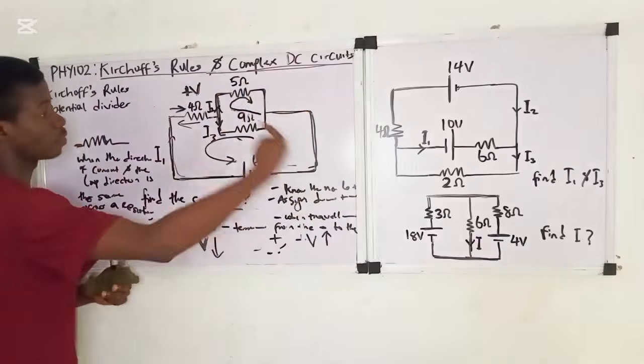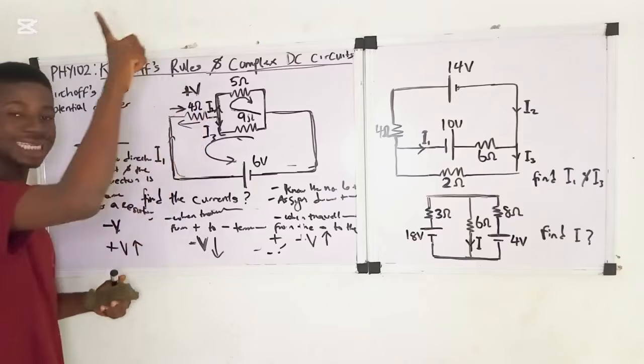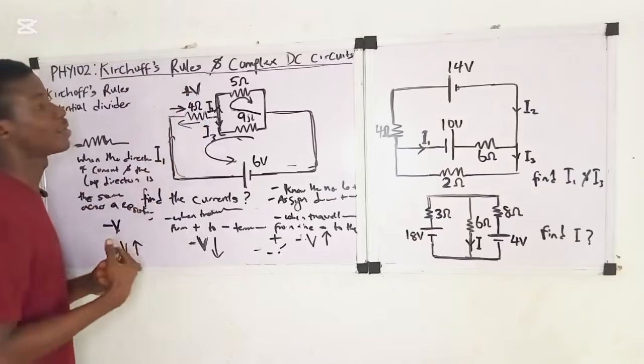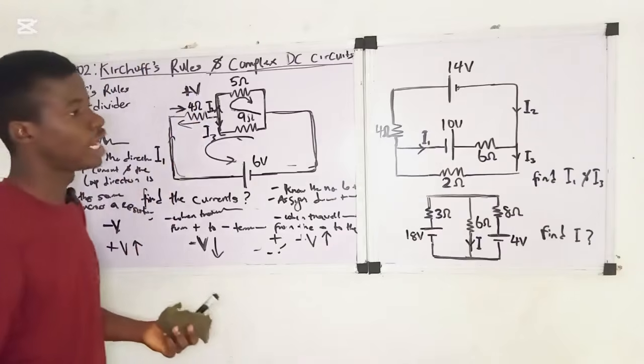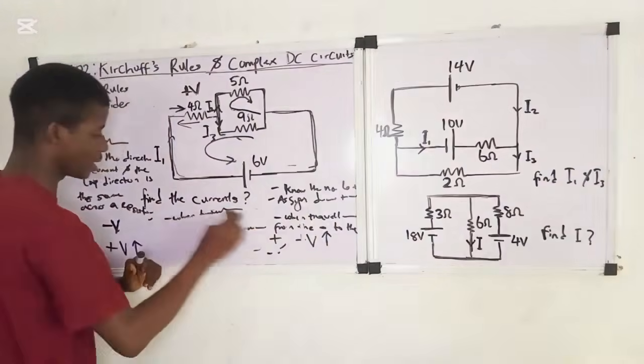It means that we are moving from what? From lower potential to higher potential, right? So across the resistor, there will be an increase in what? There will be an increase in voltage, right? Yes. Now let me break it down. Let me give you guys that explanation.